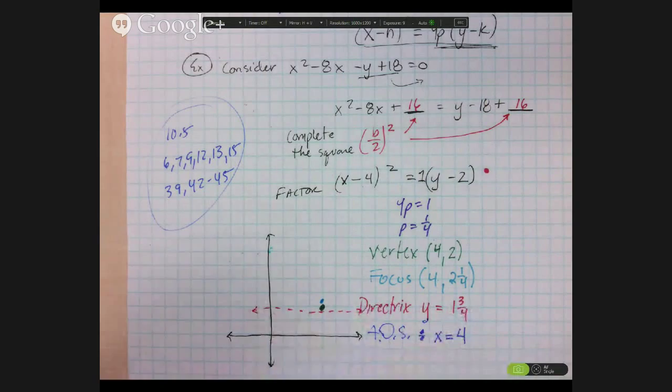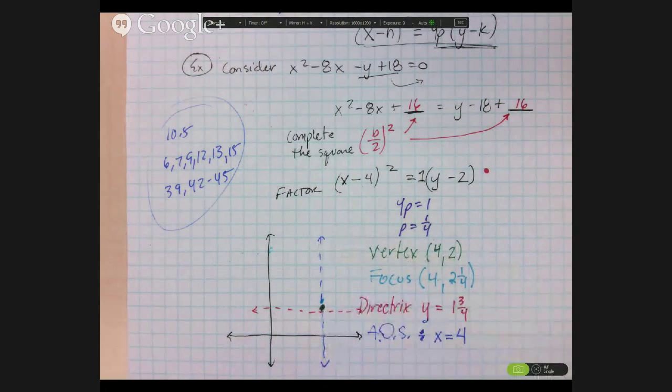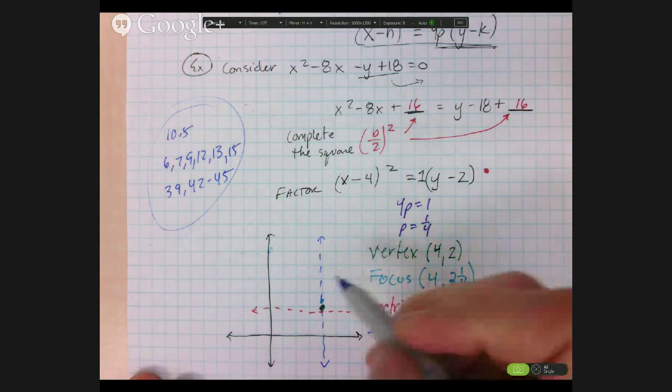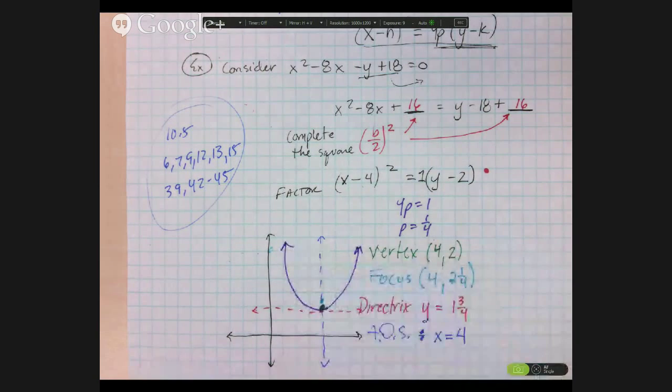Directrix. There you go. Any questions? Beautiful.